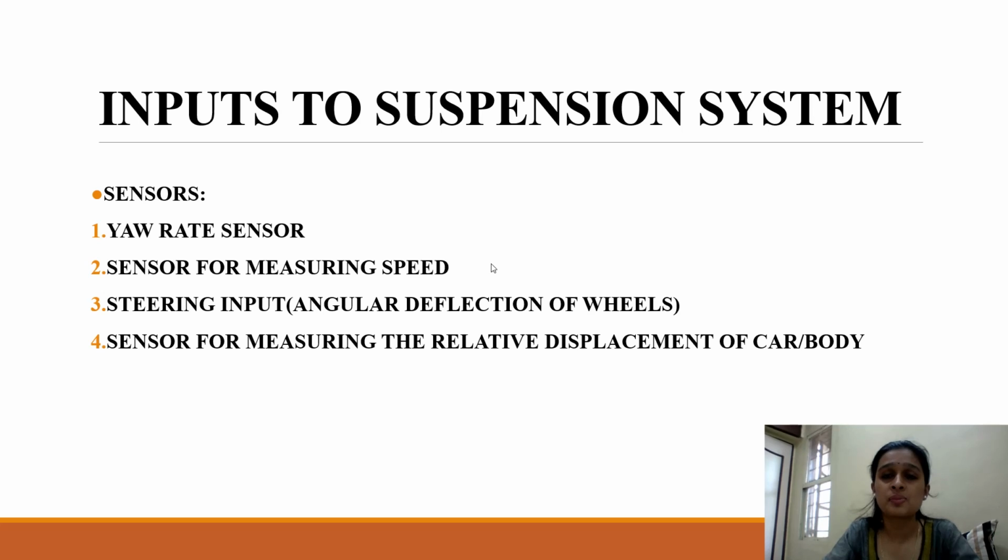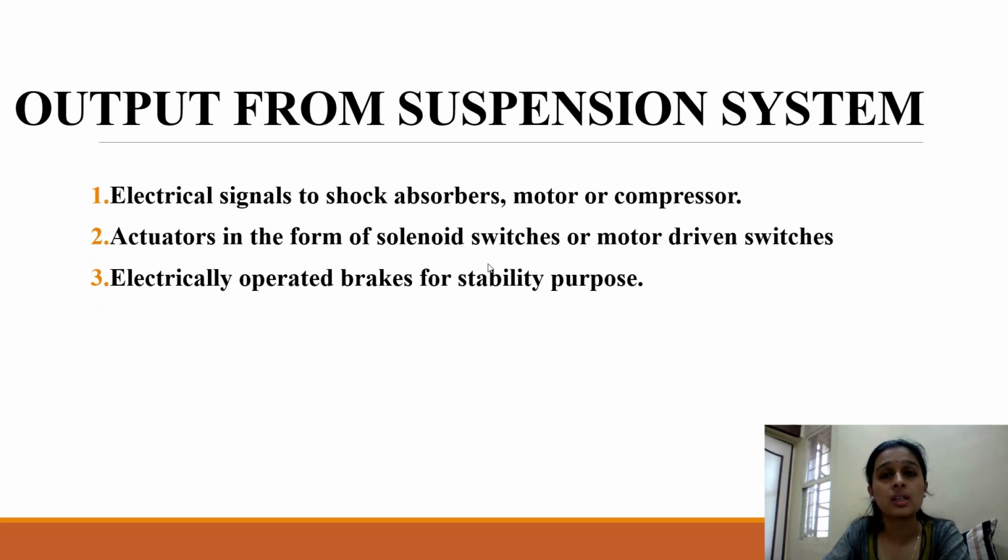Inputs to the suspension system are the yaw rate sensor, a sensor which is used for measuring speed, the steering input, and a sensor which is used to measure the relative displacement of the car. The outputs we observe from the suspension system are first electrical signals which are provided to the shock absorbers or the motors or the compressor. We have some actuators which act in the form of solenoid switches or motor driven switches, and then we have electrically operated brakes, also called ABS, or brakes which are used for stability purposes.